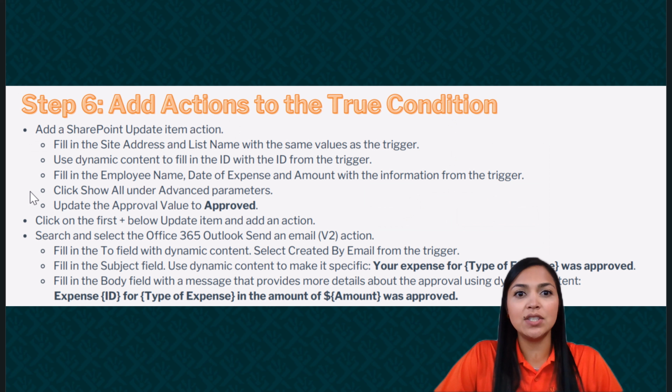Step 6 is to add an action to the true condition. So once a manager reviews the expense and clicks approve, what are the steps to follow? That's what is in the next demo here of the video.